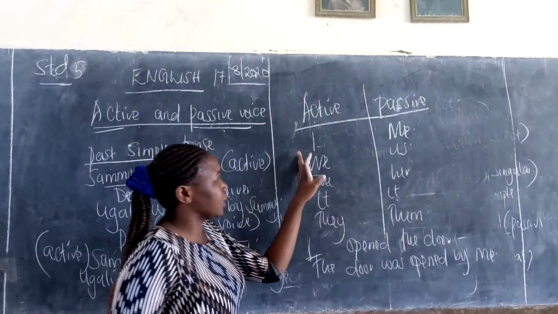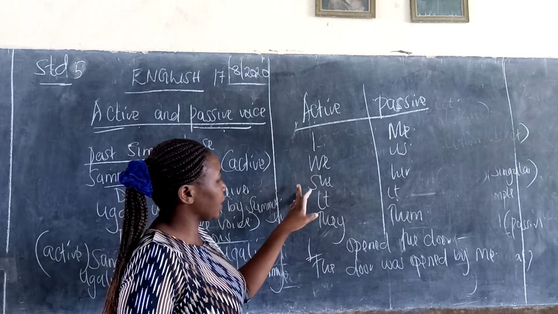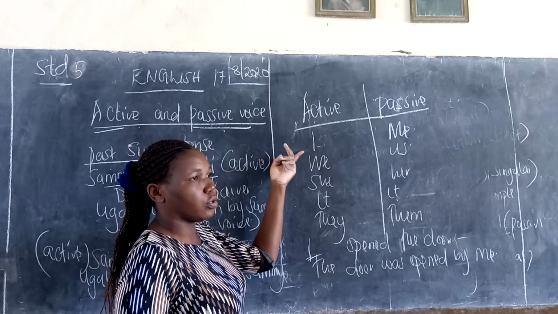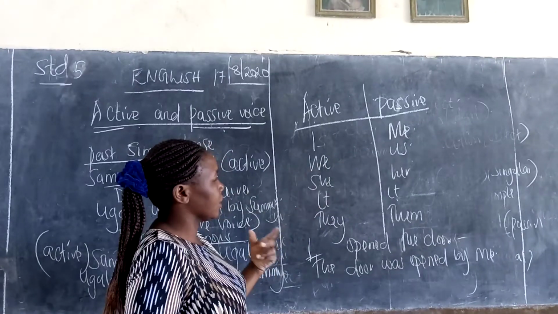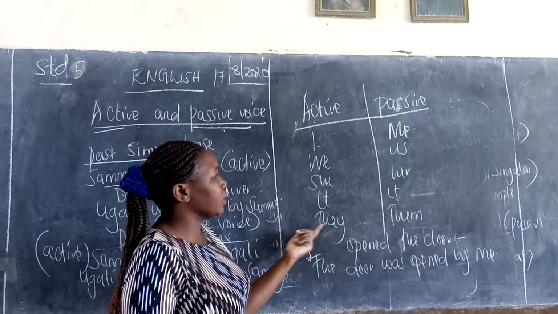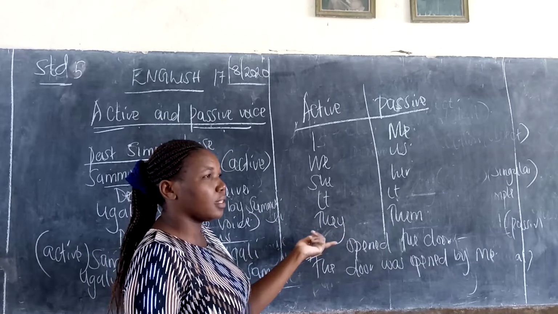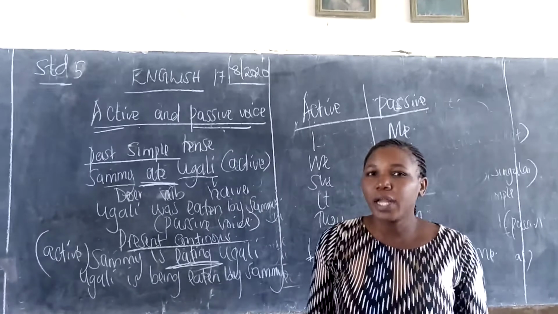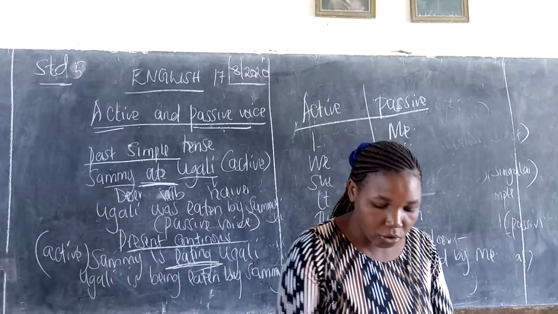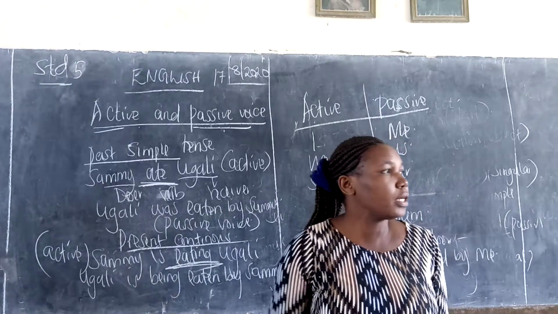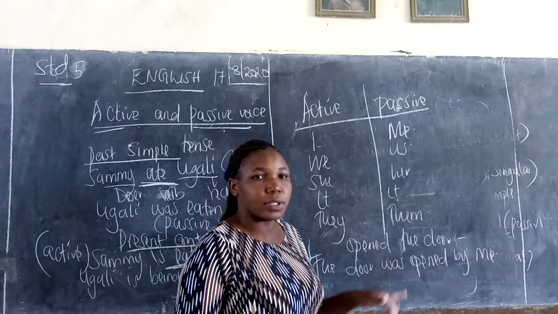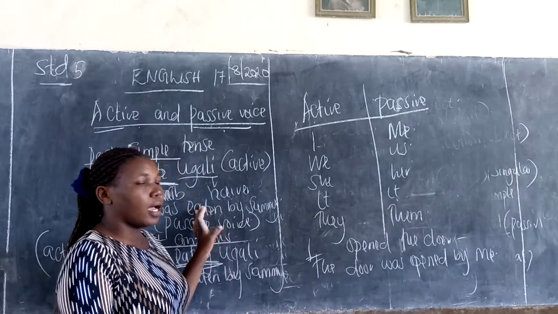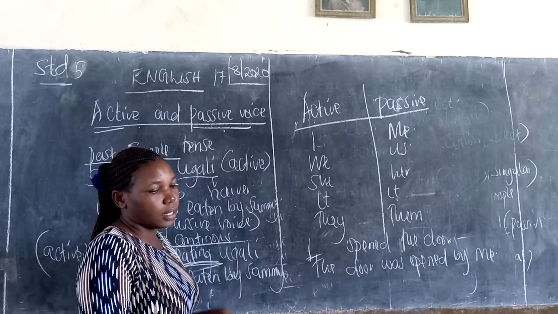So when you look at these sentences, you also have to change the pronouns. We becomes us, she becomes her, it remains it, then they becomes them. So that marks the end of our lesson on active and passive. Today we are only looking at three tenses: present simple tense, past simple tense, and continuous tense.